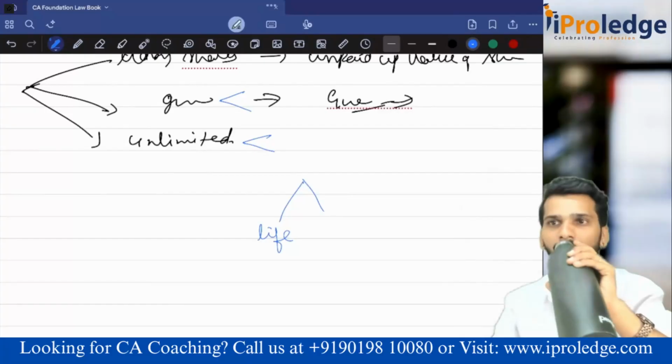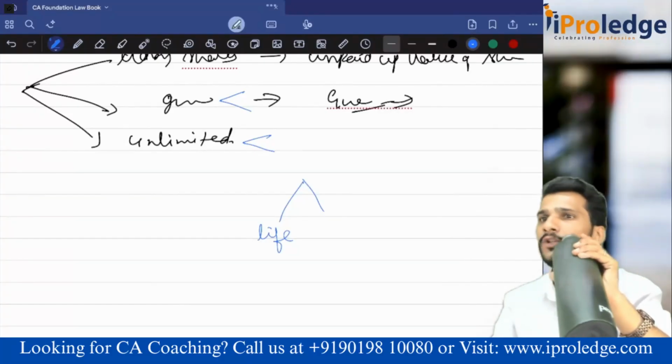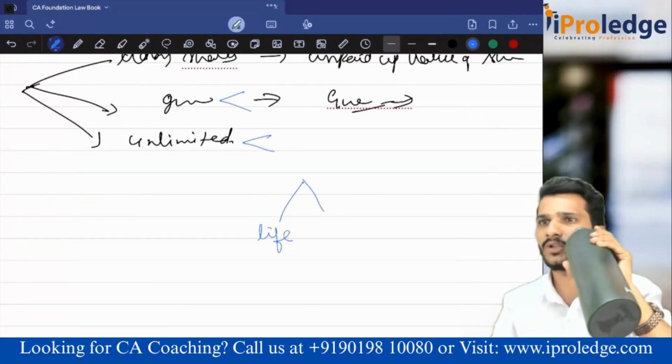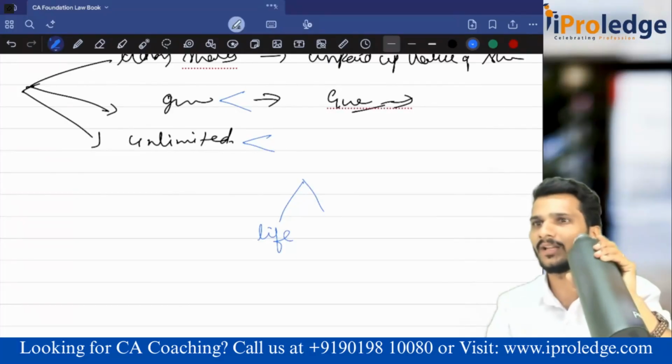Other than the guarantee, there is no capital? No, they can issue preference shares also. They can issue debentures also. There are some other types of capital that they can raise.